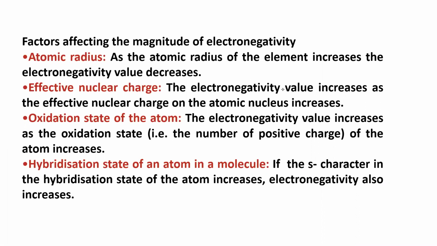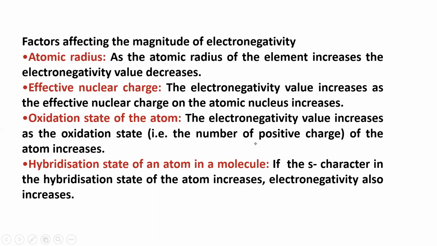Now the factors affecting the magnitude of electronegativity: atomic radius, as usual, effective nuclear charge, oxidation state of the atom, and hybridization state of the atom in a molecule. This oxidation state and hybridization state we'll discuss in the next chapters. But the thing is, you only have to remember the trend in oxidation state as well as hybridization. So what is this oxidation and what is this hybridization? We'll discuss that in the chemical bonding topic.